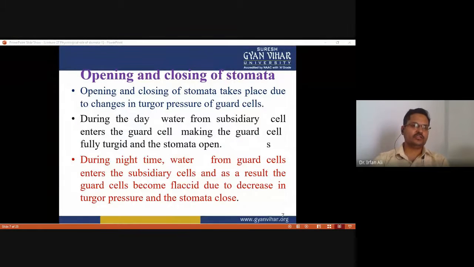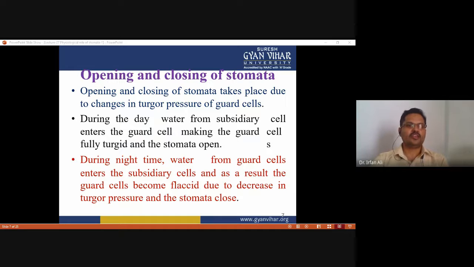How do the opening and closing of stomata take place? Opening and closing of stomata take place due to a change in the turgor pressure of the guard cells. What is turgor pressure? It is the pressure that develops when endosmosis takes place. The water movement toward the inside of the cell increases the turgor pressure of the cells. The guard cell opening and closing is controlled by this turgor pressure.